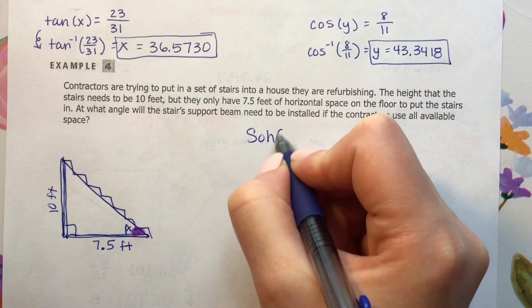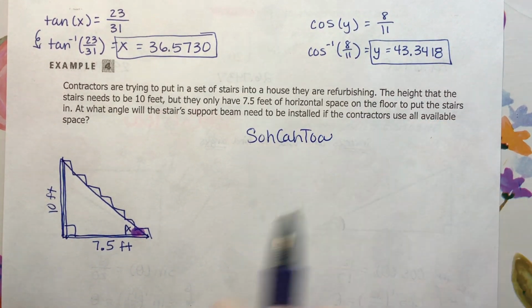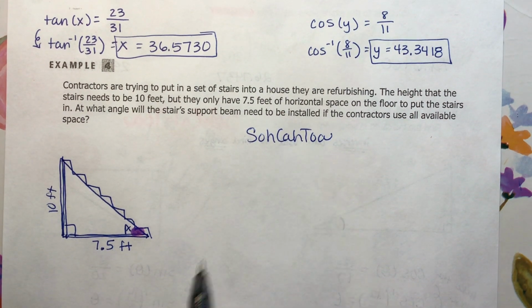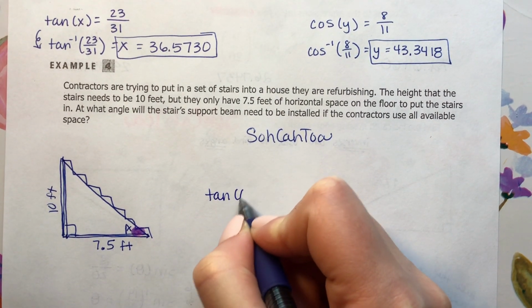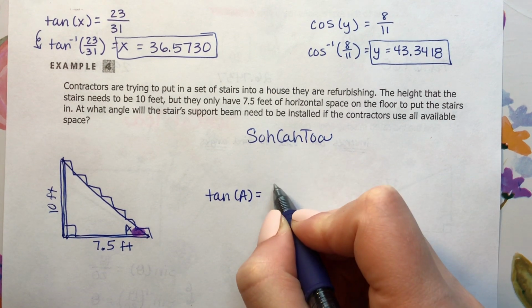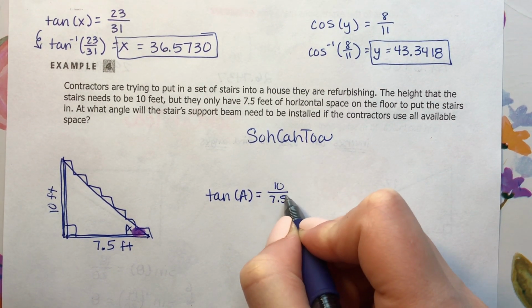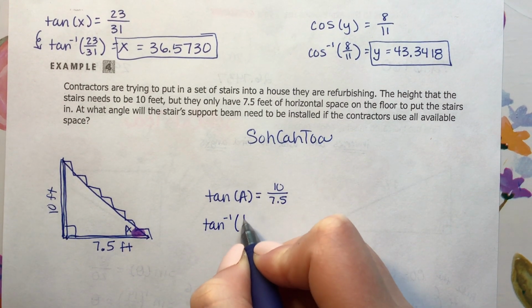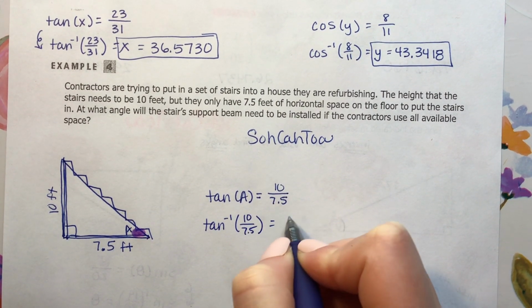So if I write SOHCAHTOA, in comparison to angle A, I know the opposite side and the adjacent side, so that's tangent. I'm going to say the tangent of angle A is equal to 10 over 7.5. Now I take the inverse. So the inverse tangent of 10 over 7.5 is equal to A.